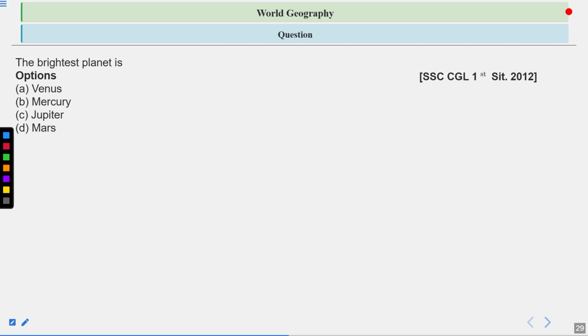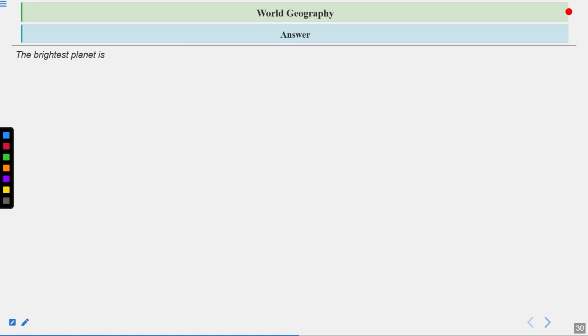The brightest planet: options are Venus, Mercury, Jupiter, or Mars. Among the following options, the planet which has the highest albedo among all is A, Venus. And what is the meaning of albedo? Albedo means the reflecting power of any particular object. Venus is the brightest planet, and it is also known as the morning and evening star.